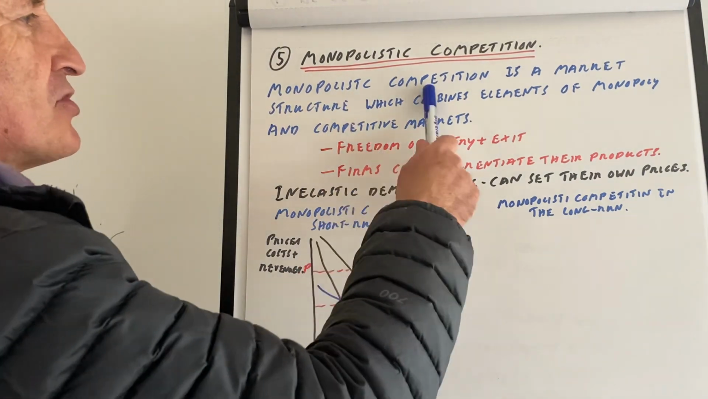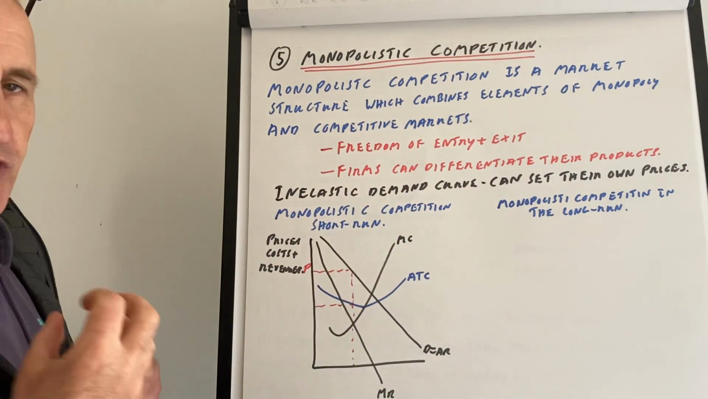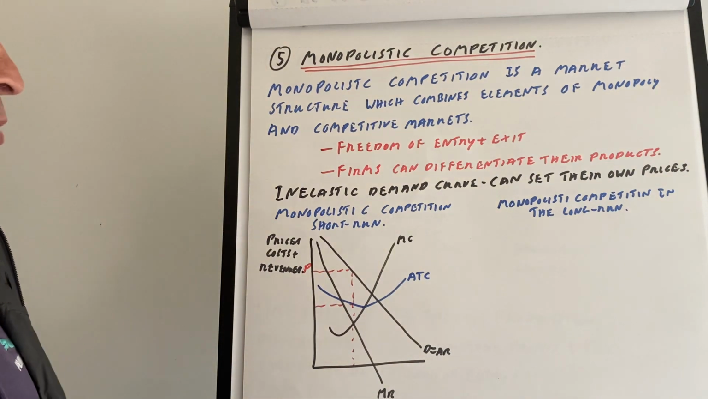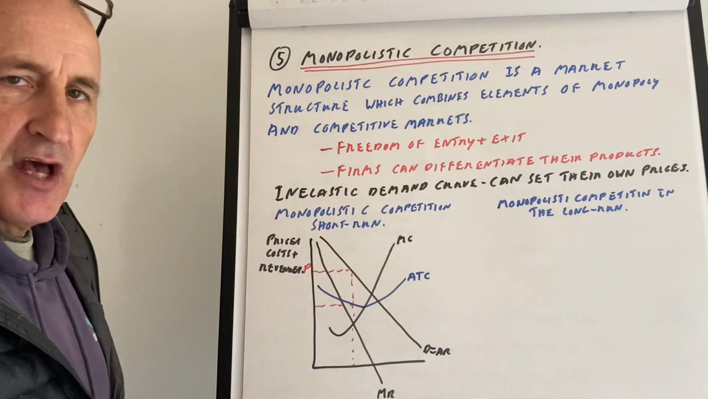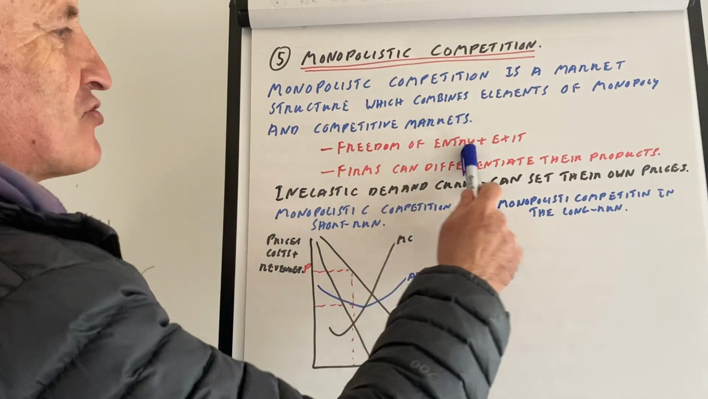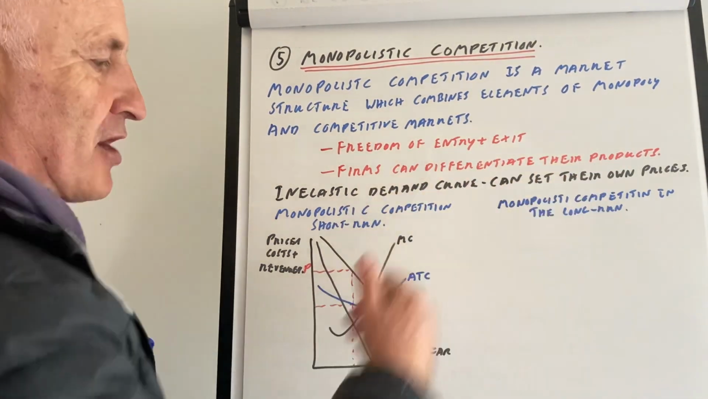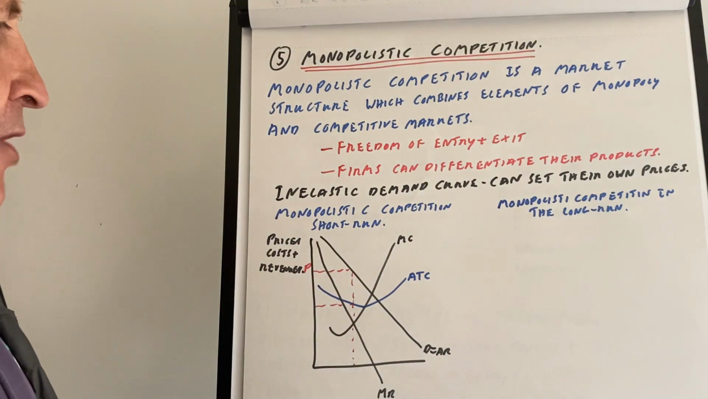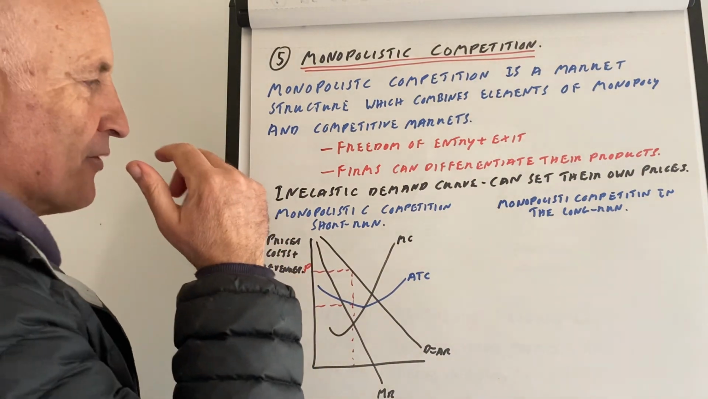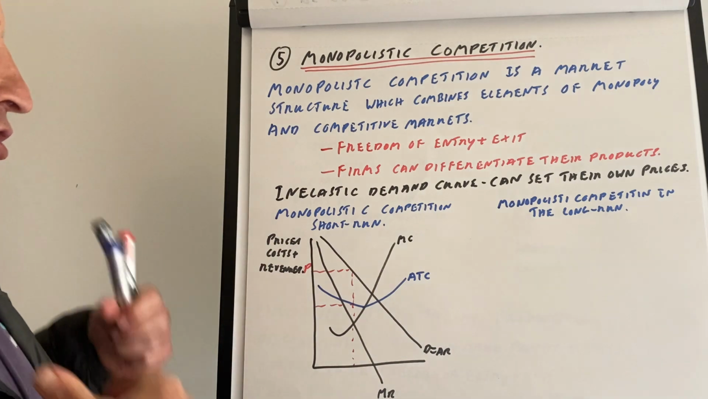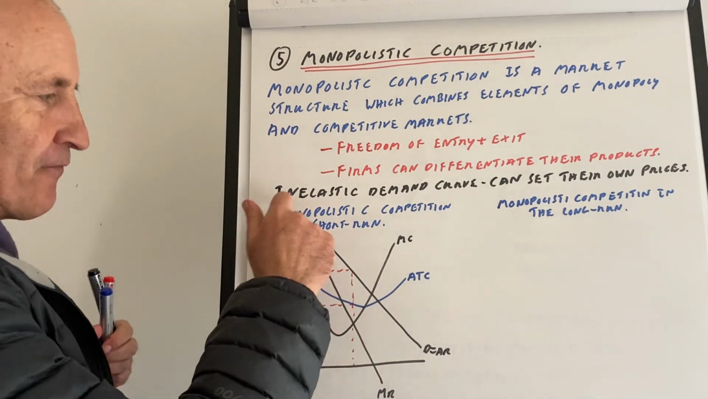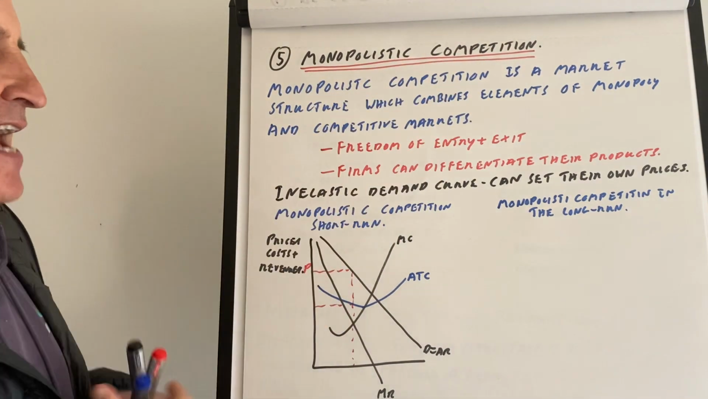So monopolistic competition is a market structure which combines elements of a monopoly and competitive markets. The competitive market bit is their freedom of entry and exit. But also the monopoly bit is firms can differentiate their product, which means they have a downward sloping demand curve. The more inelastic the demand curve, the more power the firm in a monopolistic competition has.